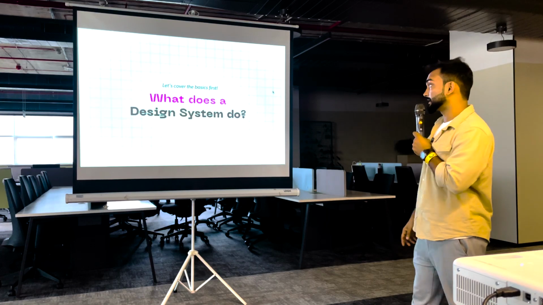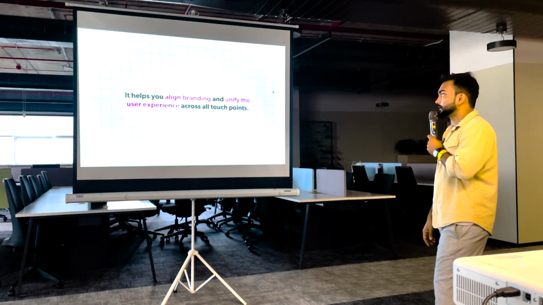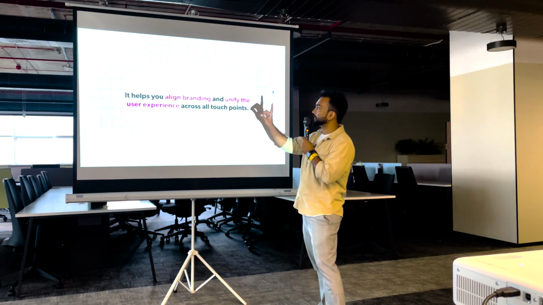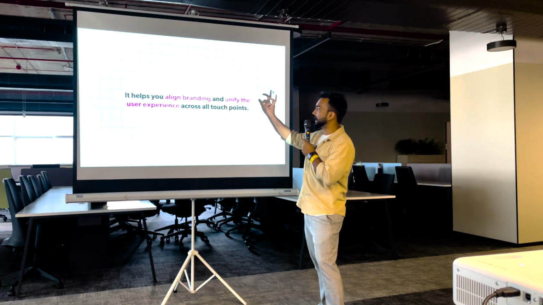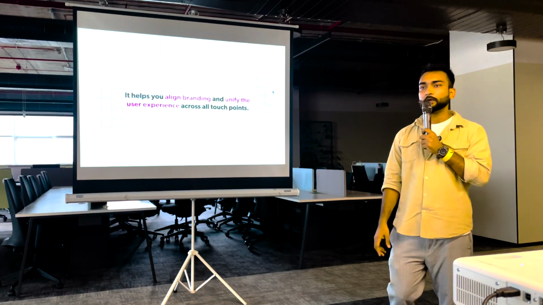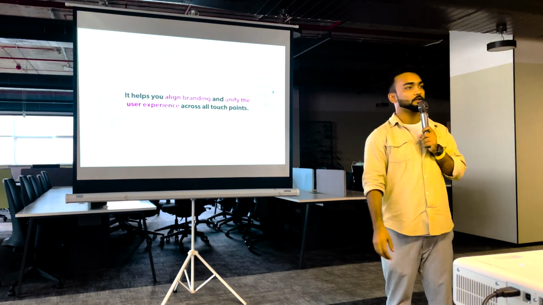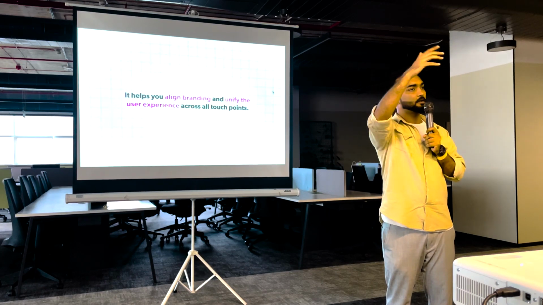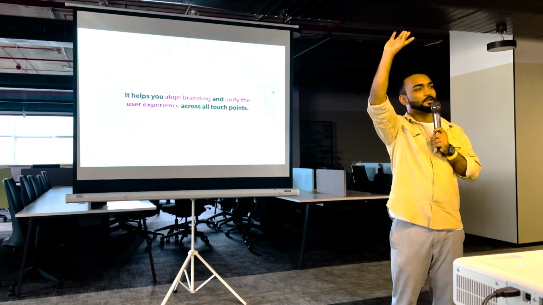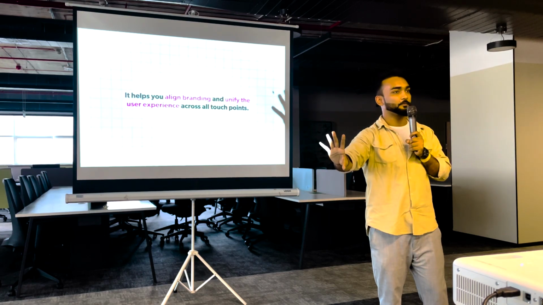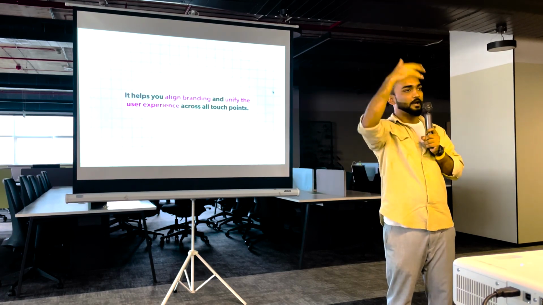Now, what does a design system do? The core goal of a design system is to align branding and unify the experience. When I say align branding, what happens is most of us actually work in organizations which have one product, right? So you have one logo which has some primary color, you make that primary color the primary color of your buttons also. In your head, your branding is aligned.